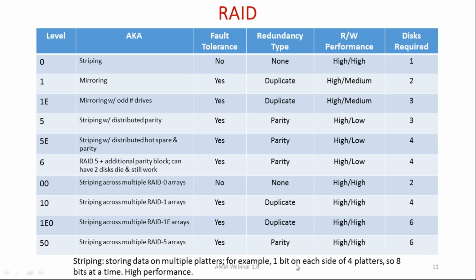We can do it bitwise, bytewise, block size, or whatever. We can split it up in many different ways, but the point is you get high read-write performance, but it has no redundancy, which is why it's level 0.